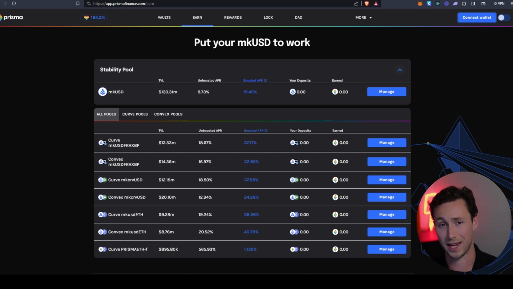So the idea behind that is that people who are early get highly rewarded for being early. However, you can't sell the tokens right away. So that way you are incentivized to stay involved and participate in the protocol. That's Prisma Finance.